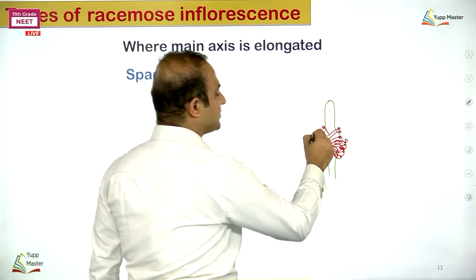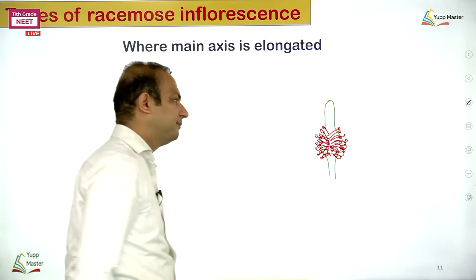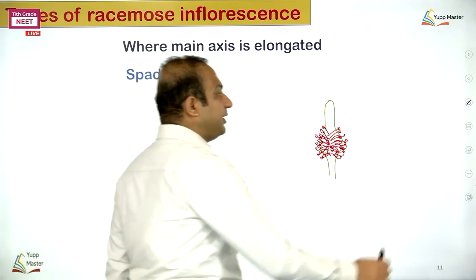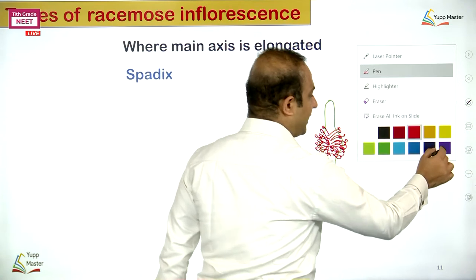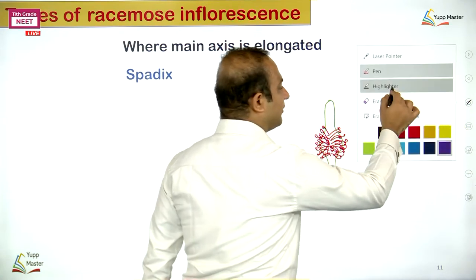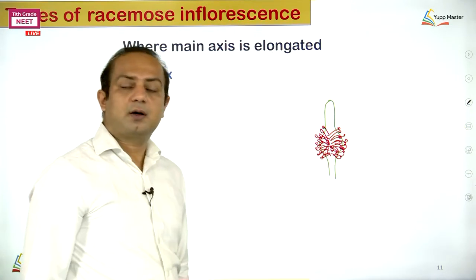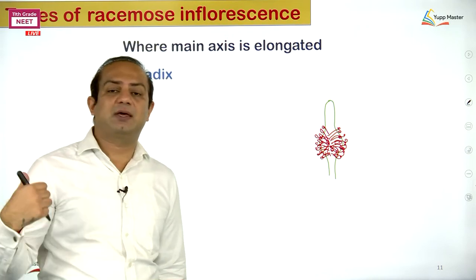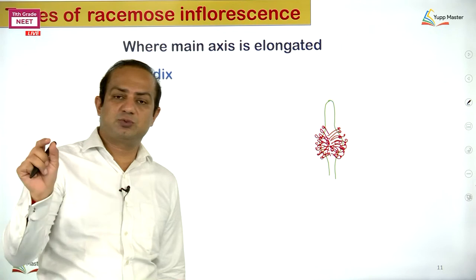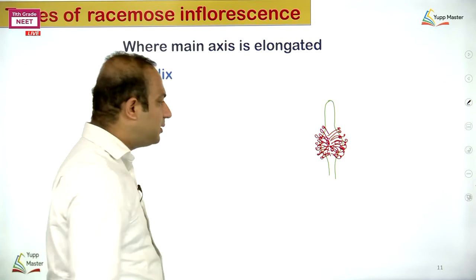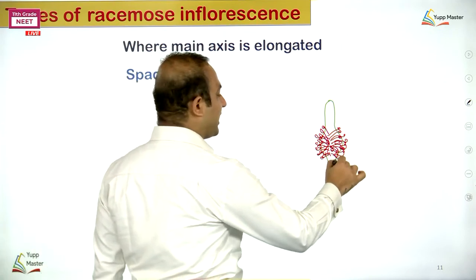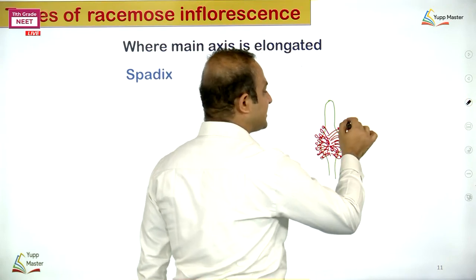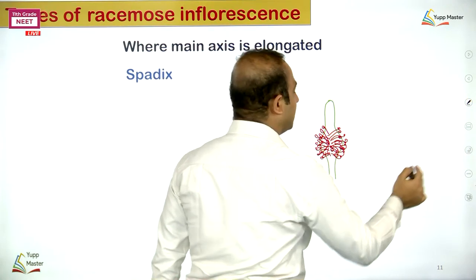Because they are numerous, that's why I am making them in a random manner. Okay? So many flowers are there, but they are actually covered. They are covered by what? They are covered by colorful bract. Means those leafy appendages that I was making in the previous ones, the small leaf-like green structure. Here they are comparatively larger in size and attractively colored.